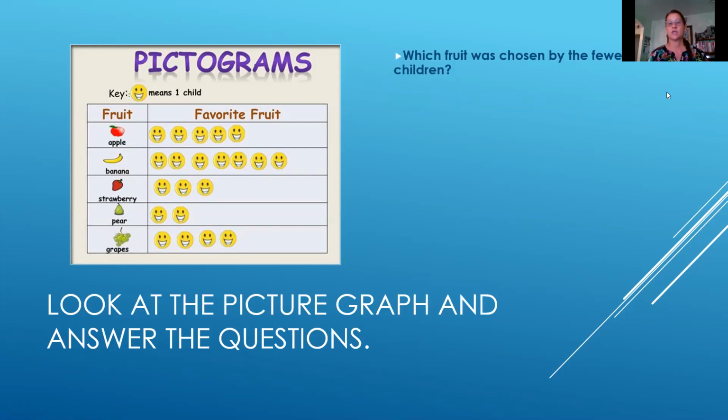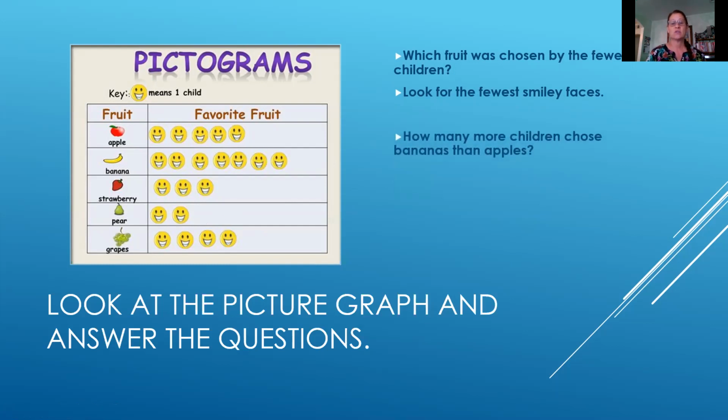Which fruit was chosen by the fewest children? Well, looking over here, it's pretty clear to see pears. Then we can look for the fewest smiley faces, and that's how you know which one was chosen by the fewest children.